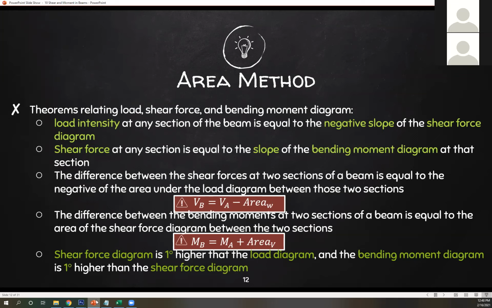So in short, that means VB, V at any point on the beam, equals VA minus area under W. Okay? And then the difference between the bending moments at two sections of the beam is equal to the area of the shear force diagram between those two sections. So again, taking section A and B, MB equals MA plus area of your shear force diagram. Then lastly, the shear force diagram is 1 degree higher than that of the load diagram, and the bending moment diagram is 1 degree higher than the shear force diagram.